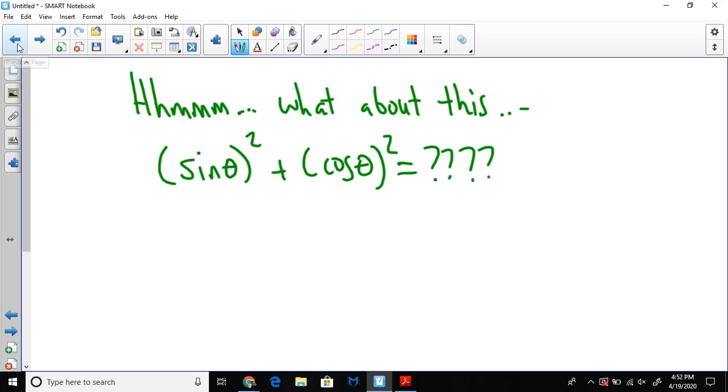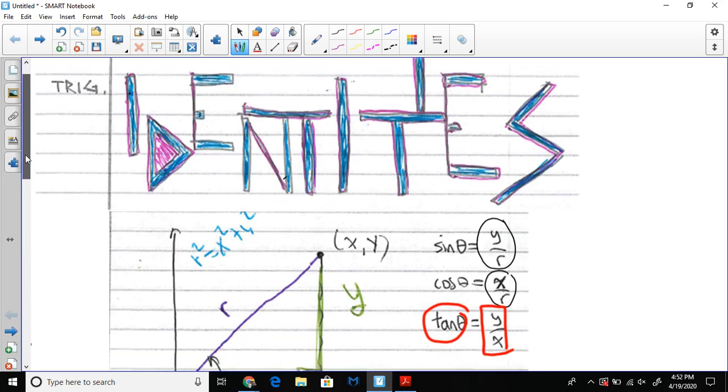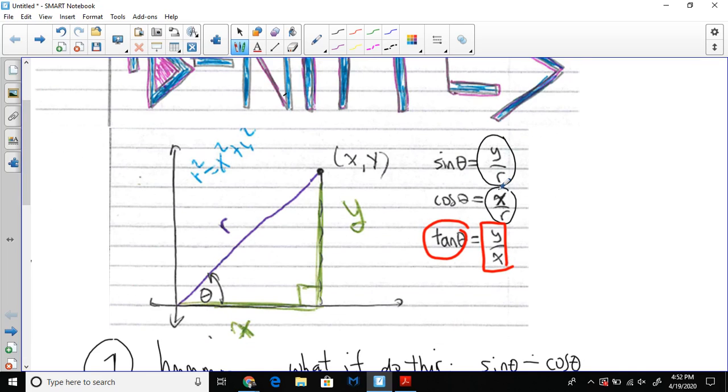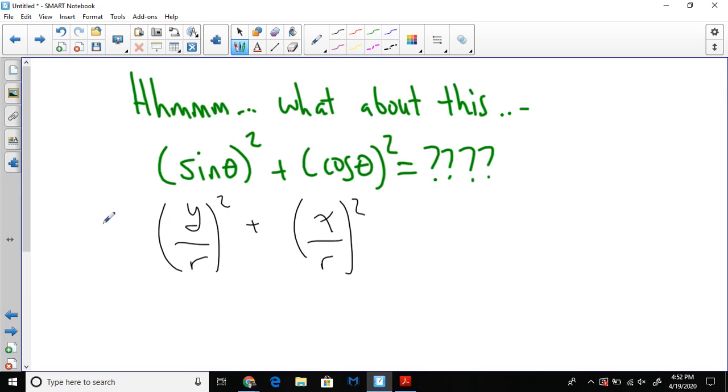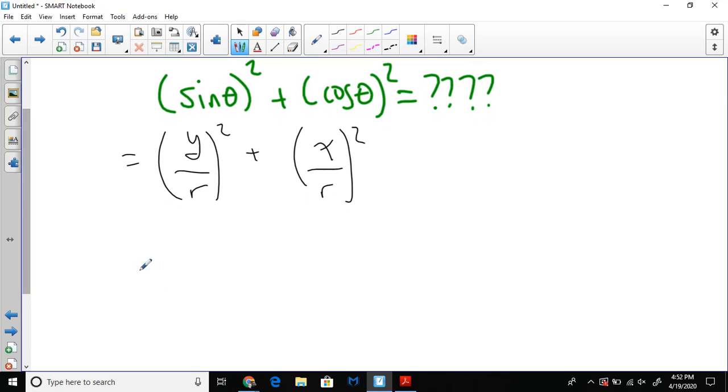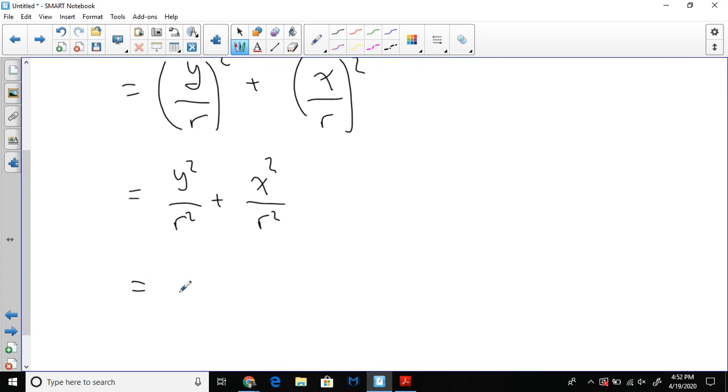So again, if I go back and remember my ratios here: sine is y over r, cos is x over r. So then if I go here, I have y over r squared plus x over r squared. Then you're like, okay, that's cool, I have two fractions and I'm adding them, which may freak you out because you think you have to find a common denominator. But the good news is these denominators are already common, so this just equals y squared plus x squared over r squared, okay?